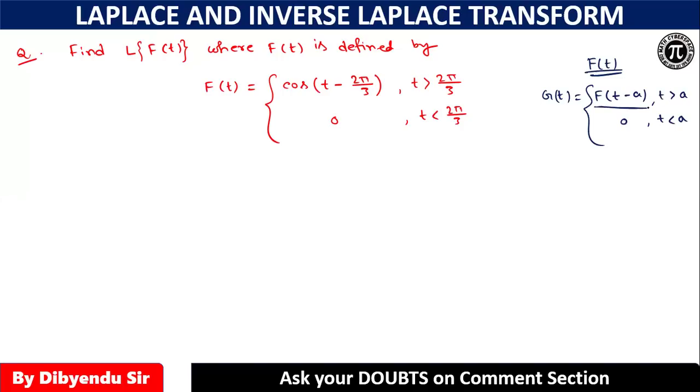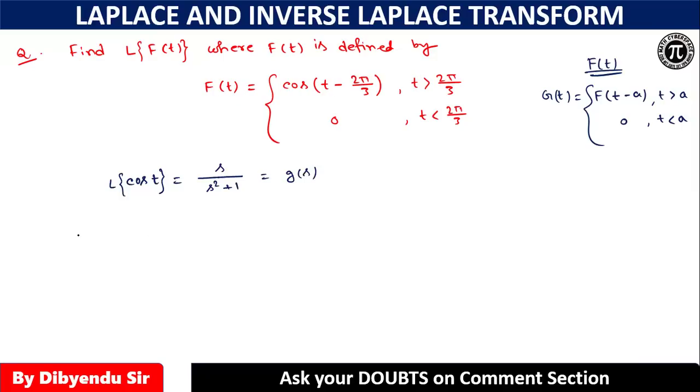This one, f of t minus a. That means f of t is our original function. Here you are given cos of t minus 2 pi by 3, so cos t is our original function. So you have to find Laplace of cos t. And you know what Laplace of cos t is? s by s square plus 1, and this is our f of s. Let me take it as g of s, because according to the given question f of t equals this. So I am taking this as g of s.